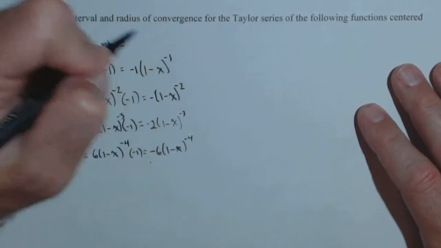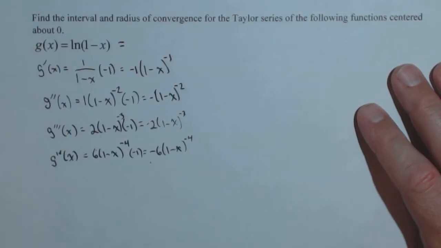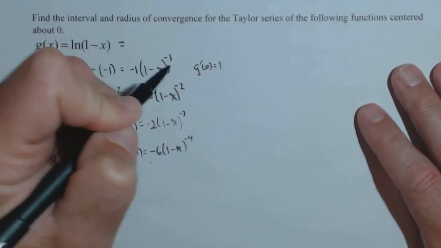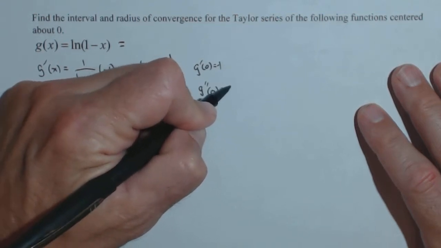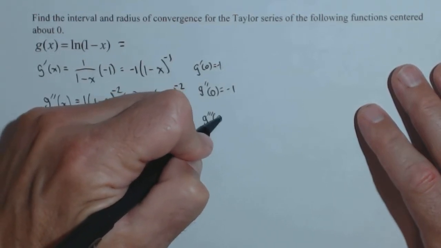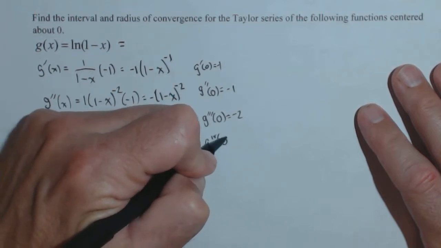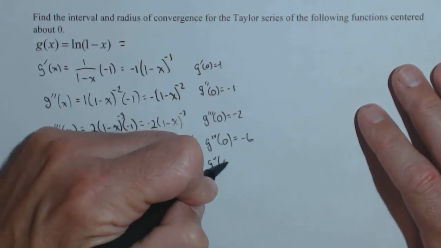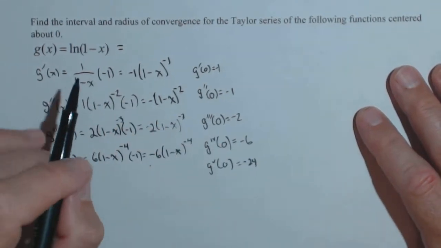Now again, we're doing these at 0. G of 0 is actually 0 because of ln of 1. So that's not one of the terms we're going to be interested in here. G prime of 0 is, excuse me, negative 1. G double prime of 0 is negative 1. G triple prime of 0 is negative 2. And G fourth derivative at 0 is negative 6. And you can imagine the fifth derivative at 0 will be negative 24, so on and so forth.